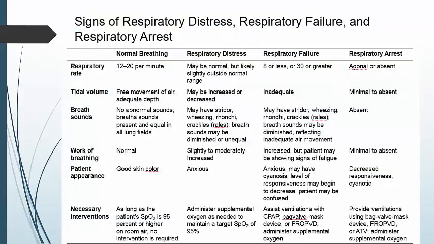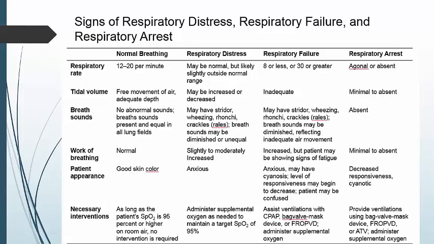Now, some signs of the differences between your distress, failure, and respiratory arrest. So in normal breathing, 12 to 20 times a minute, distress usually is going to be normal, but maybe a little bit outside of the normal range, like say if you went and ran around a building real quick. Respiratory failure is going to typically be 30 or greater, which is usually harder to recognize, or 8 or less. And most people are pretty good about recognizing the 8 or less. Also, tidal volume there is important. It's going to be shallow, inadequate tidal volume. With respiratory arrest, you're going to have agonal or absent respiratory rate.